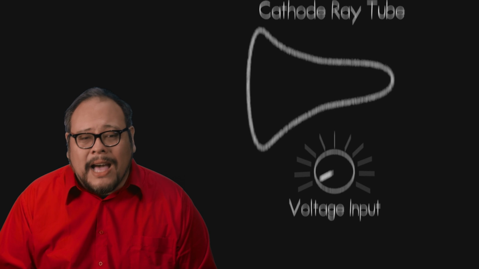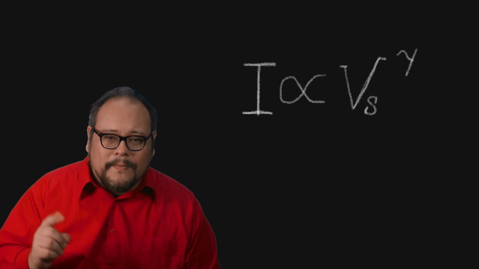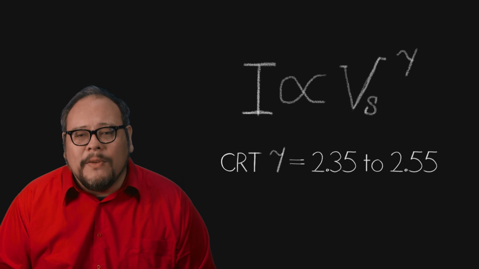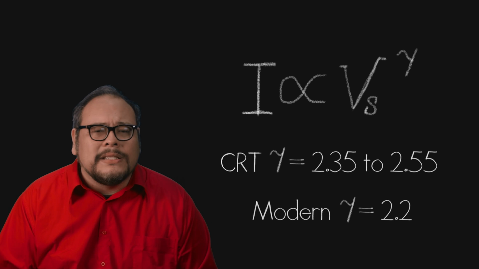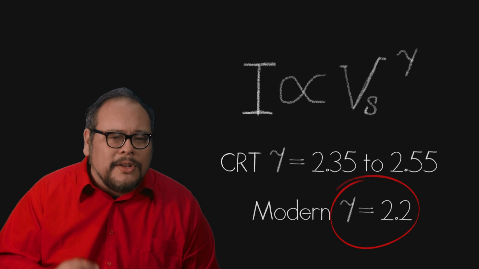Engineers described it as I is related to V to the power of gamma. For CRT televisions, this gamma was in the neighborhood of 2.35 to 2.55. For computers and modern electronics, it's 2.2. So from here on out, let's just use 2.2.